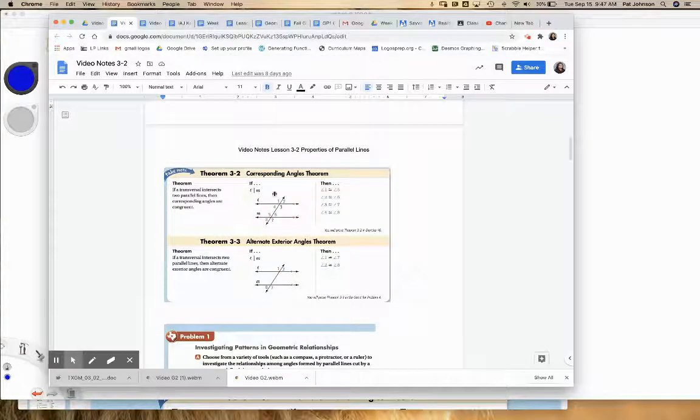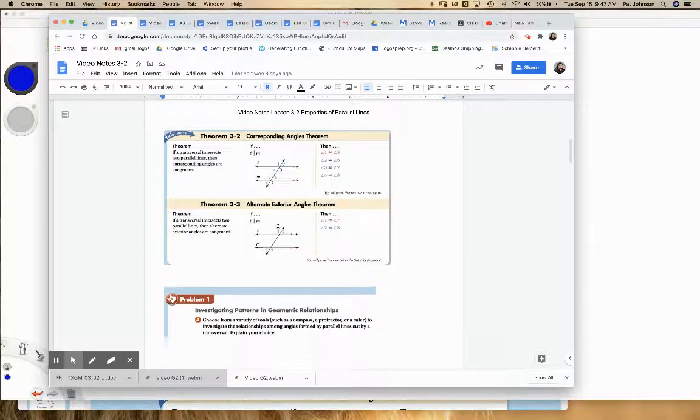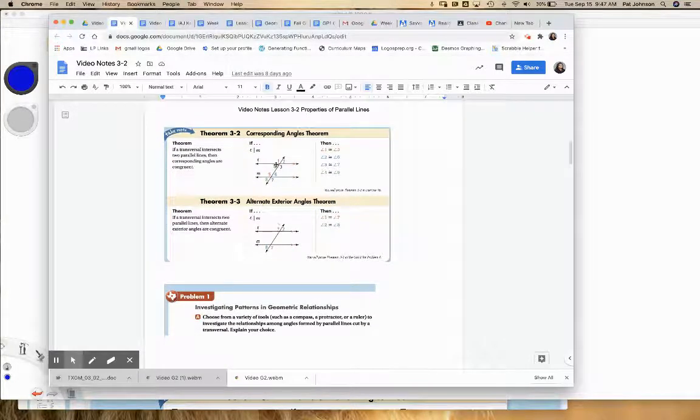Then we have the corresponding angles theorem. Again, if the transversal cuts parallel lines, then corresponding angles are congruent. So 1 and 5, 4 and 8, 2 and 6, and 3 and 7. We already learned how to identify these angles, but now we're identifying them with the postulates because of parallel lines. 3.3 is the alternate exterior angle postulate, which says the transversal cuts parallel lines and alternate exterior angles are congruent. So 1 and 8, 2 and 7.